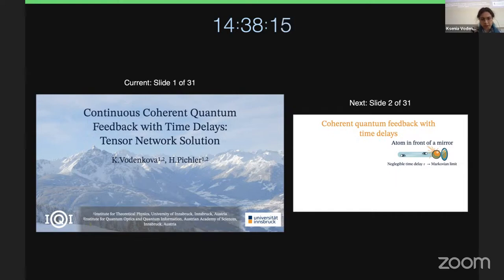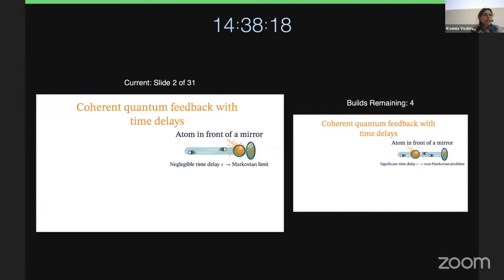So let's just talk a little bit about why it's actually interesting to look at time delays and at feedback. So let's start with the most simple paradigmatic model of an atom in front of a mirror. So we have an atom that is coupled to a one-dimensional waveguide that is terminated on one side by a mirror.